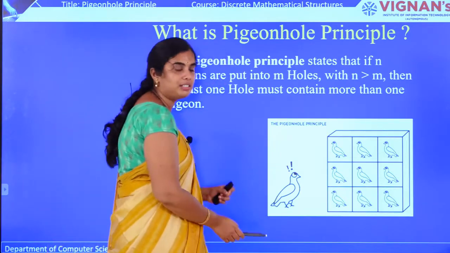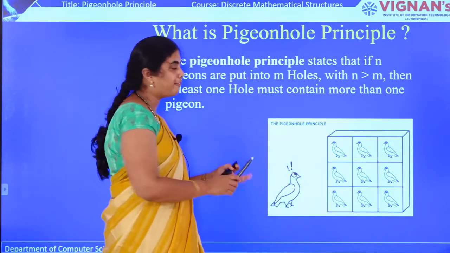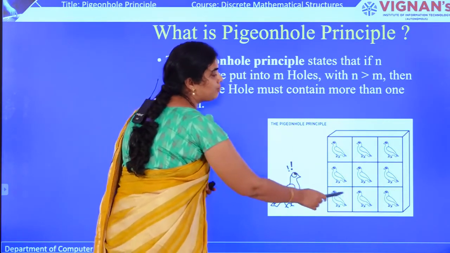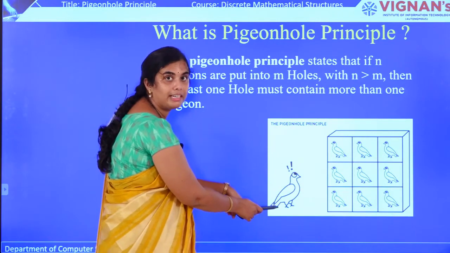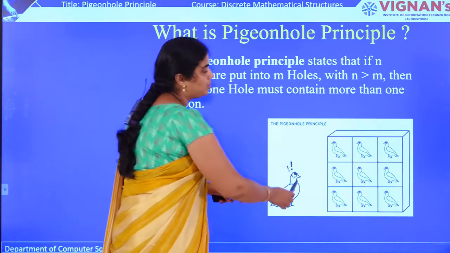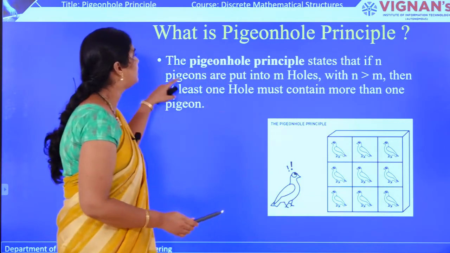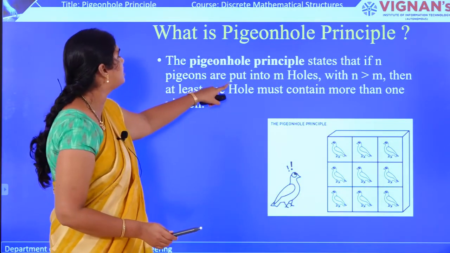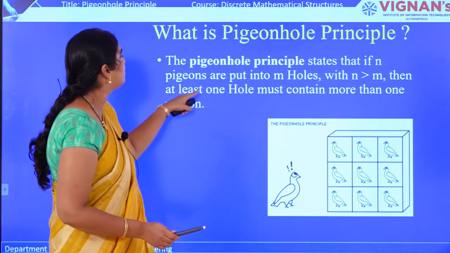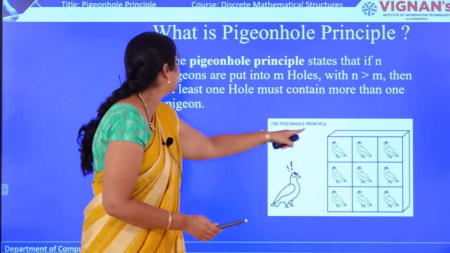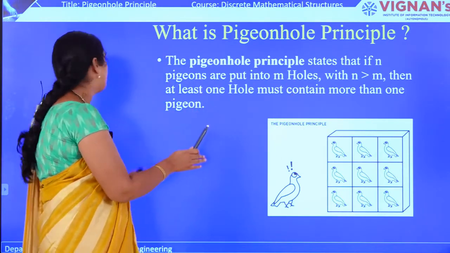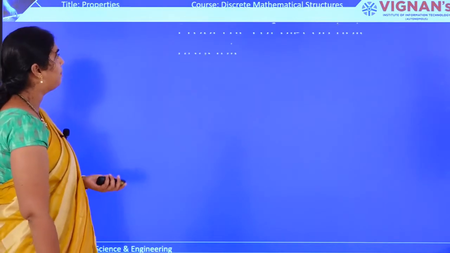I am given 10 pigeons and there are 9 holes. If I try to put these 10 pigeons in those 9 holes, then there will be at least one hole with more than one pigeon, because one pigeon is left over, right? This pigeon must be kept in a hole that already has one. So, the pigeonhole principle states that if n pigeons are put into m holes with n greater than m, then at least one hole must contain more than one pigeon. This is the actual definition of the pigeonhole principle. We will see how this can be implemented.